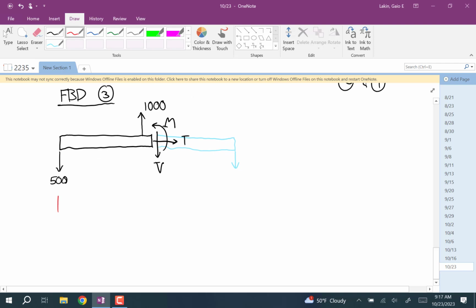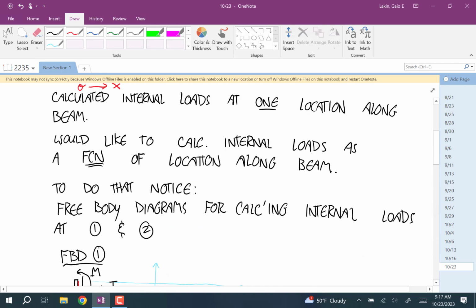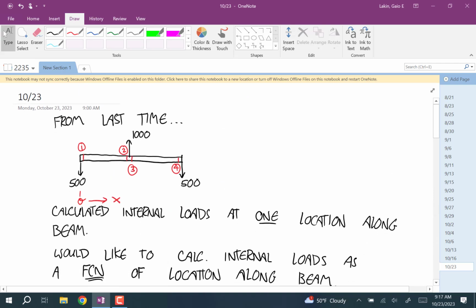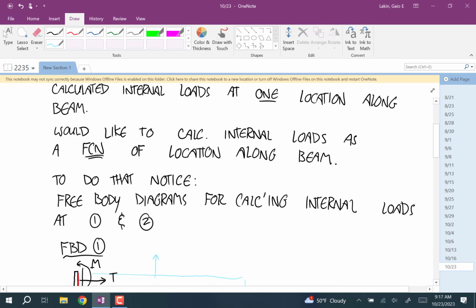So what are these distances? Well, the distance to that 1,000 Newton force, I didn't give the length of this, but we had it last time. What did I think I said, the whole thing was 1 meter.